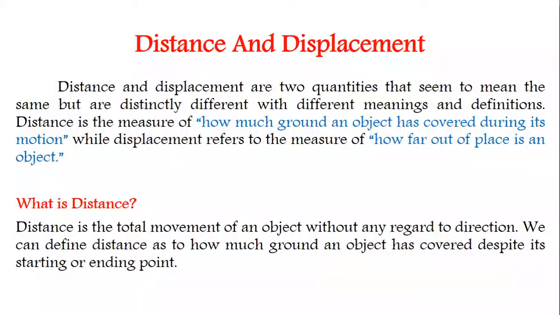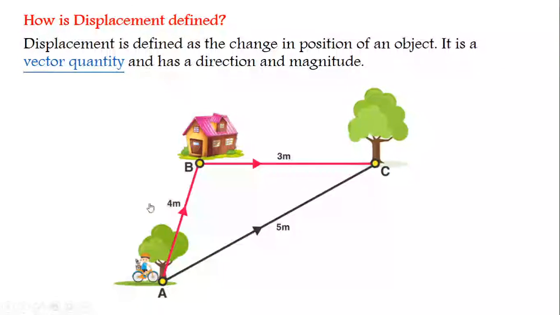Displacement refers to the measure of how far out of place the object is. Let's see an example. The cyclist is going from A to C. This is the path, this is the way. The cyclist is going by the cycle this way, A to B and then B to C. This is the path.